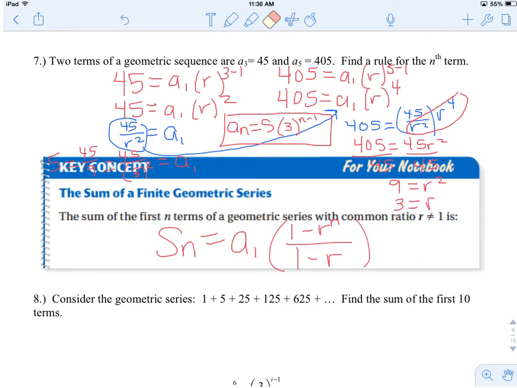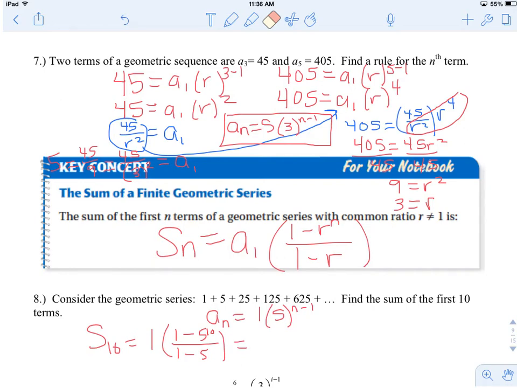Let's look at an example. If we have this geometric series where we're simply multiplying by 5, first of all we need the rule. The first term is 1, common ratio is 5, so it's 1 times 5 to the n minus first power, just so that we can see the rule and we know all the pieces. Then the sum of the first 10 terms, S sub 10, would equal that first term, which is 1, times 1 minus the common ratio of 5 to the 10th power, divided by 1 minus 5.